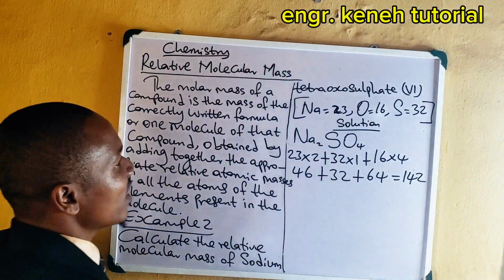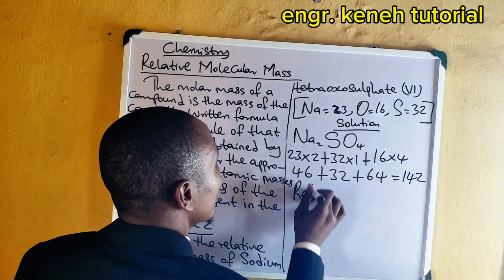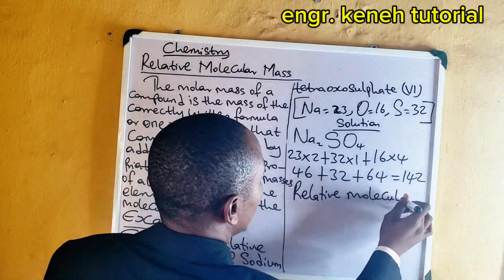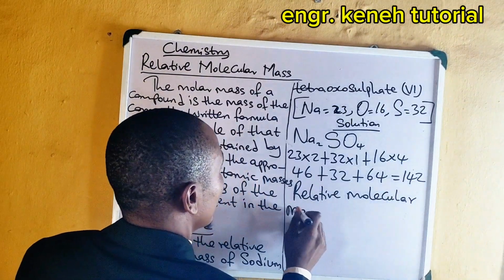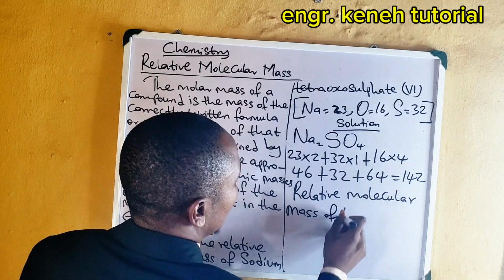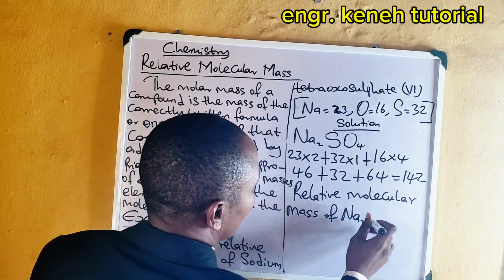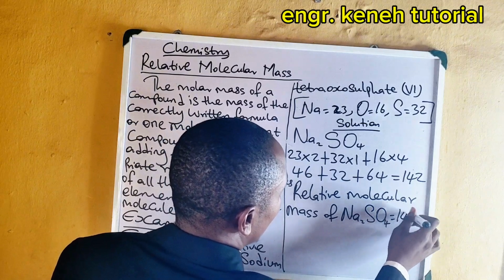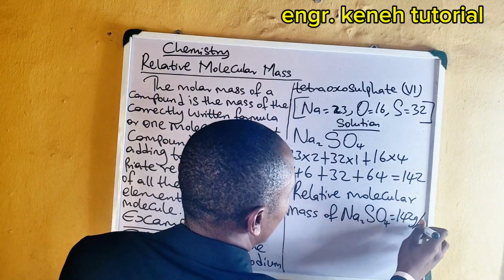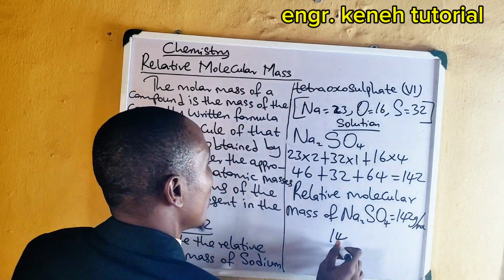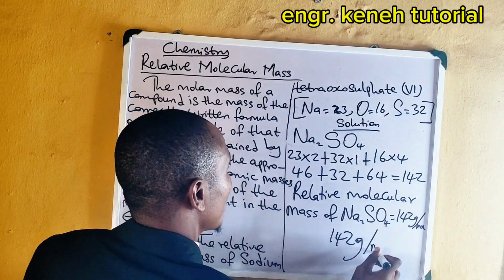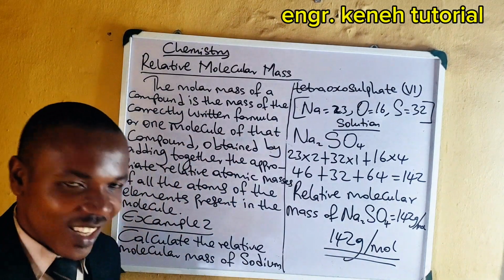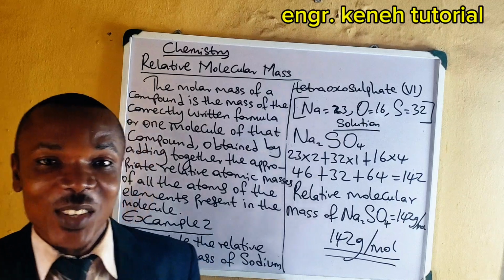All right, so it means that the relative molecular mass of this sodium tetraoxosulfate 6 is equal to 142 grams per mole. So we have it to be 142 grams per mole. That is how it can be solved. It is not difficult. I believe that you enjoyed the way I just solved it.